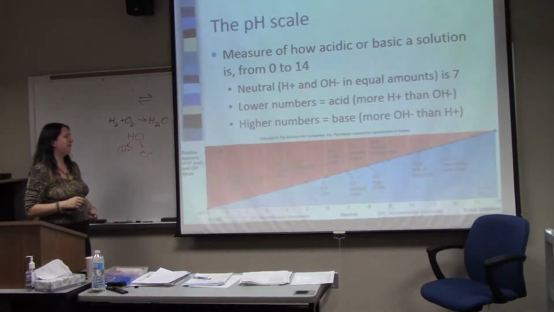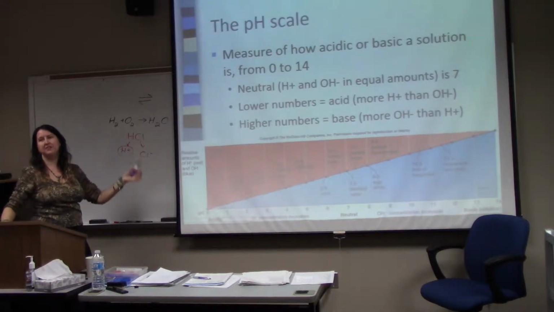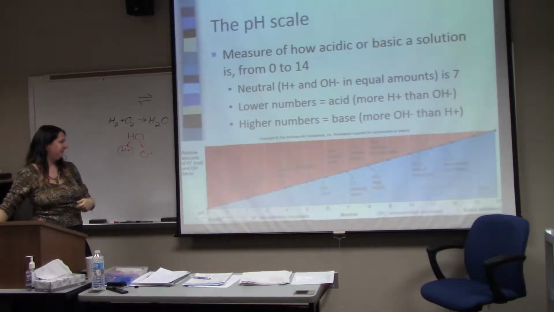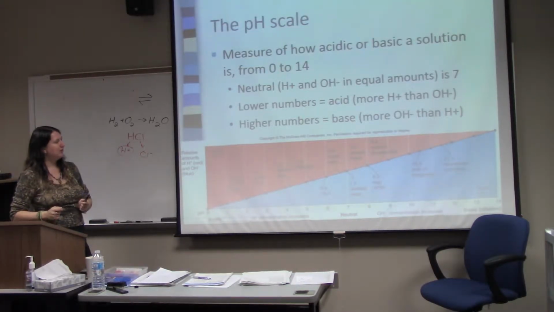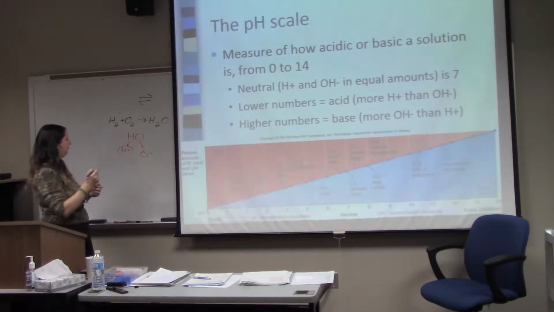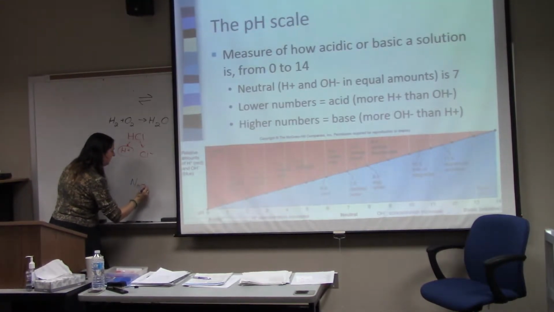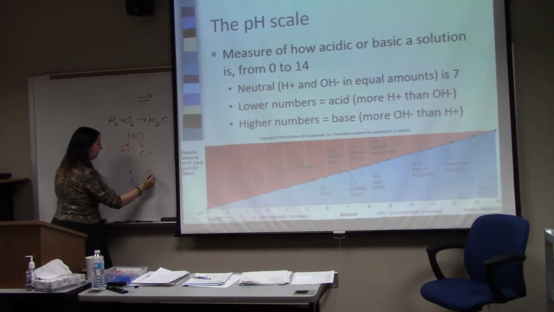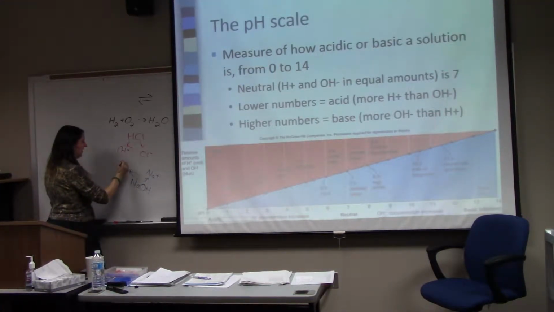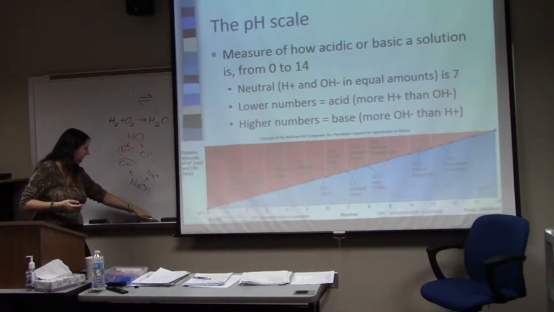Any number over 7 is basic, which means it has more hydroxide than it has hydrogen. The strongest base that would take us to a pH of 14 is sodium hydroxide. So it completely splits up into sodium and hydroxide, giving us as much hydroxide in the solution as possible.